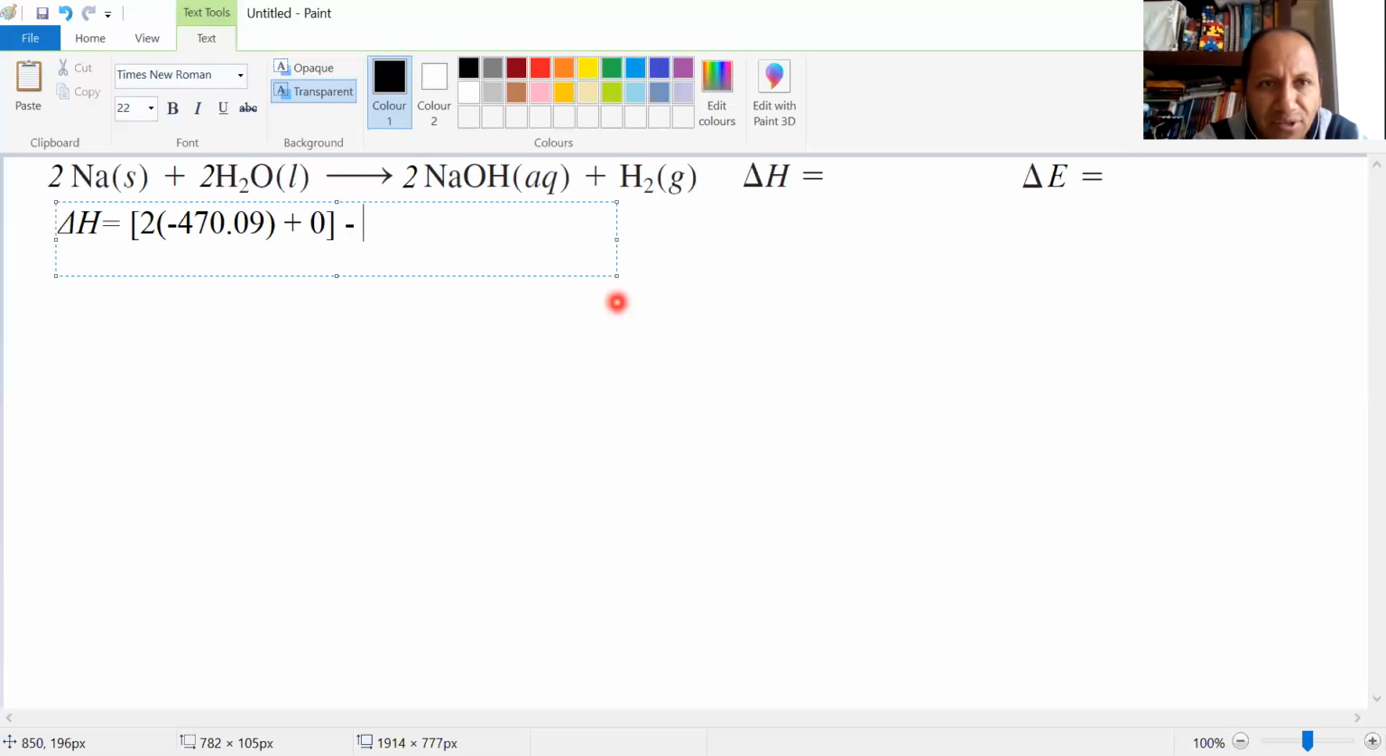And all of that minus the one for the reactants. Square bracket, 2 times the enthalpy for sodium; since it's a pure element, you put 0, right? Then you close parentheses, and plus the one for water. So 2 times water in the liquid state, which, if you check the chart, is minus 285.8 kilojoules per mole. So you close the parentheses, close square brackets, and then you find equals.